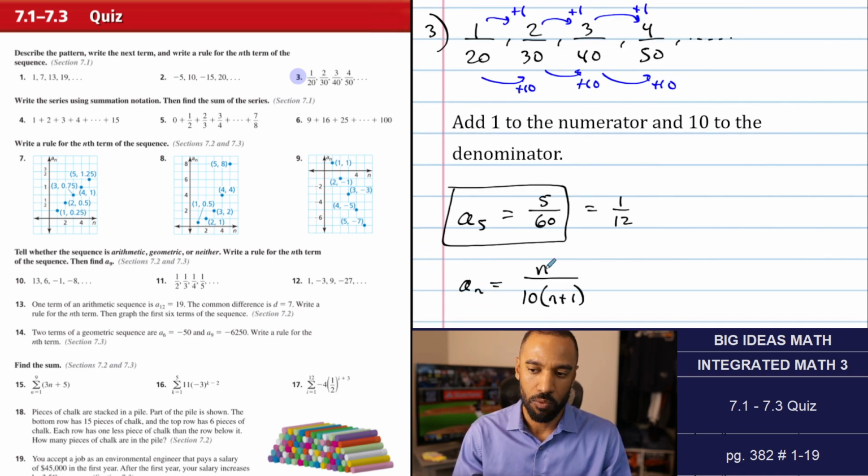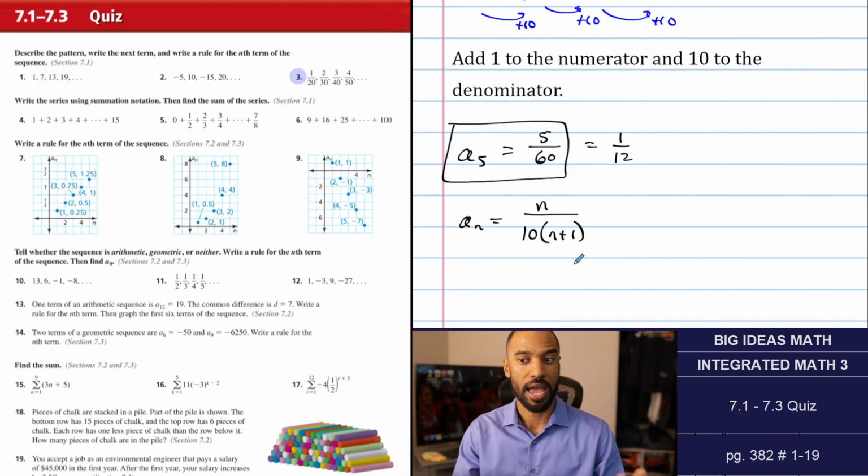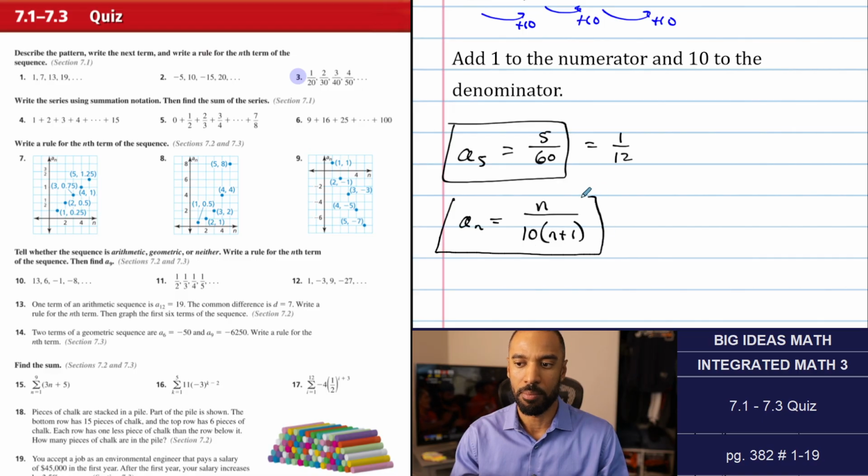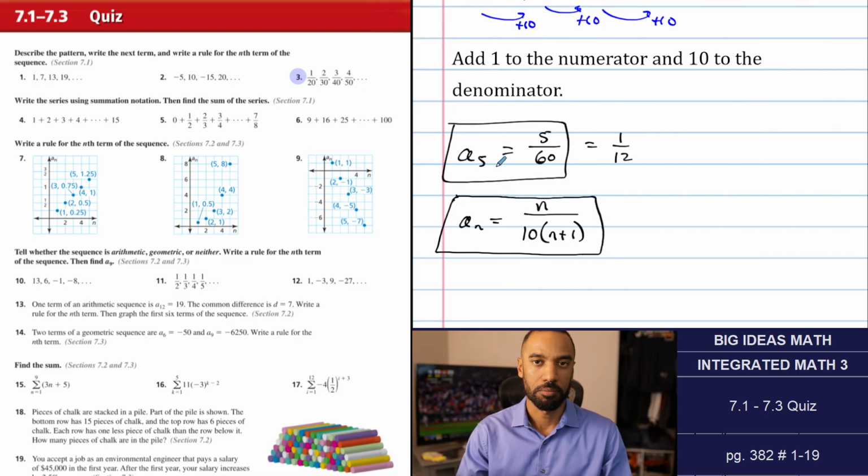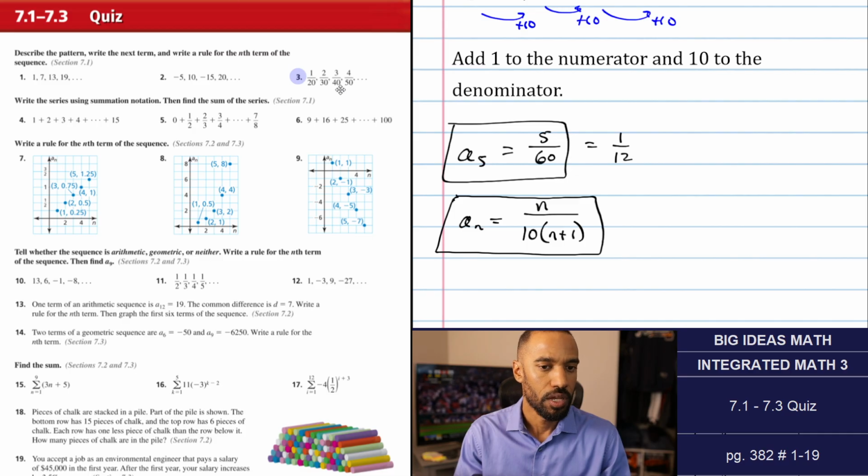So taking a look at this, here's how it would work. A sub 1 is 1 over 10 times 1 plus 1. That's 1 over 10 times 2, 1 over 20. And then 2 over 2 plus 1 is 3 times 10 is 30. So this does work as a rule. Neither arithmetic nor geometric, just some other thing. And it works out. I'll take it. All right. As I might have over-explained those ones, they work for me.